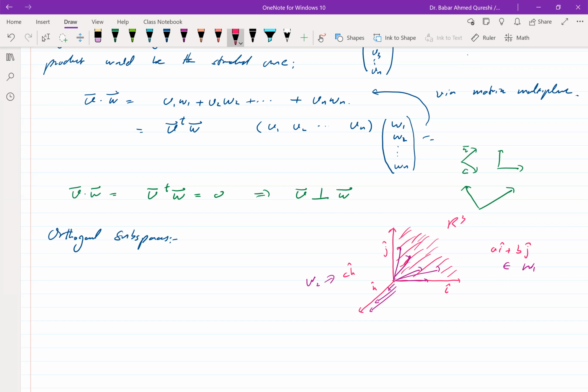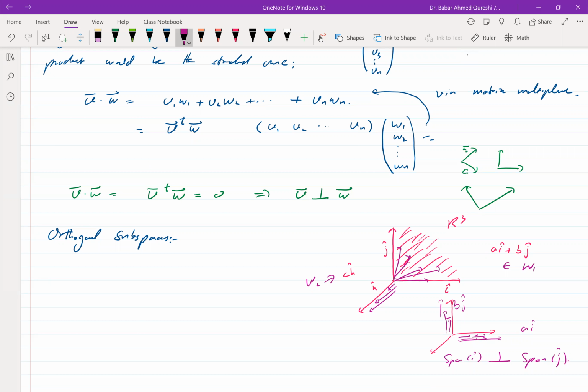I can give you another example. In R3, again, I can consider this one-dimensional space, all the vectors of this type along this line, and consider all the vectors of this type. Then every vector here is perpendicular to every vector here. So the space generated by i is perpendicular to the space spanned by j. So the span of i is perpendicular to the span of j.